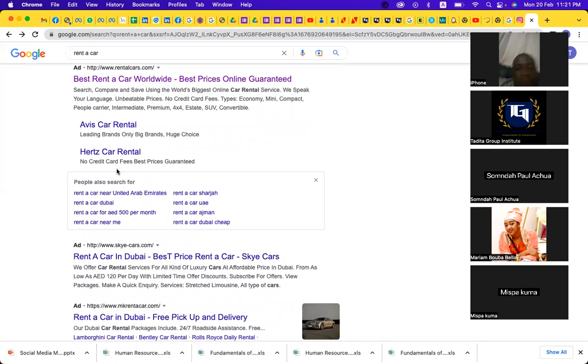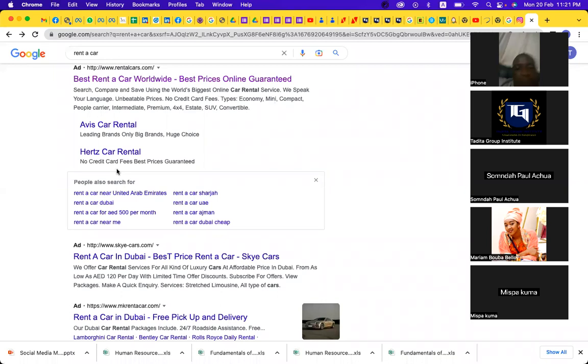Now, who creates these ads? These ads are being created by digital marketing experts. You actually need to have digital marketing skills to be able to create paid ads. Whereas for free ads, anybody can do it. If you're a web developer, you can actually create free ads. If you have ideas in web development, you can actually create free ads. But when it comes to paid ads, you must have digital marketing skills.